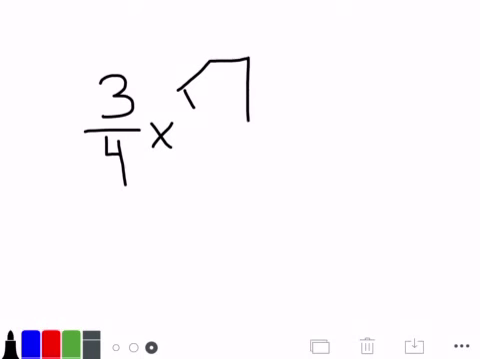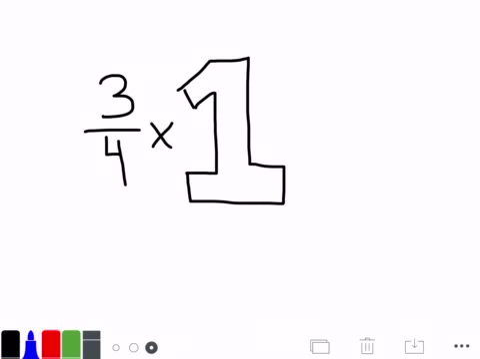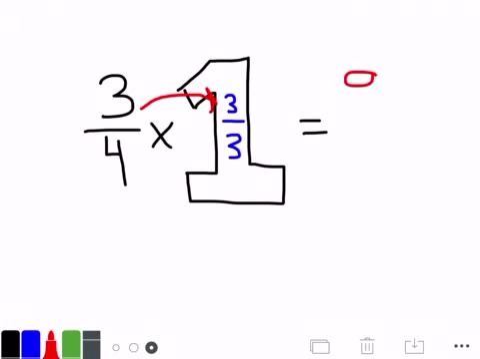So I'm going to sketch out my whole number 1 here. 3/4 times the whole number 1, but instead of the whole number 1, I'm going to put a fraction in it that would be equal to the whole number 1. This time I'm going to use 3/3, because 3/3 would be a whole. If we multiply 3/4 times the whole number 1, or 3/3, it will give us an equivalent fraction. So let's see what we would get. Numerator, 3 times 3, I get 9. Denominator, 4 times 3, I get 12. 3/4 is indeed equal to 9/12.